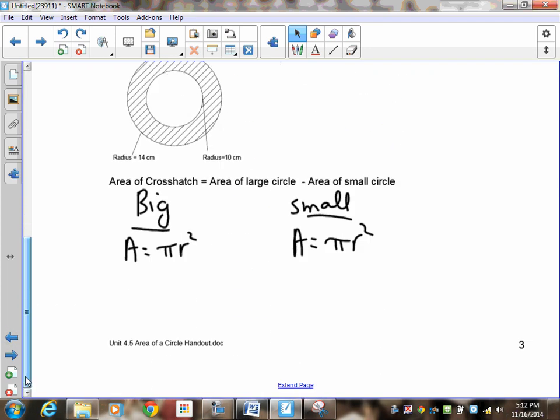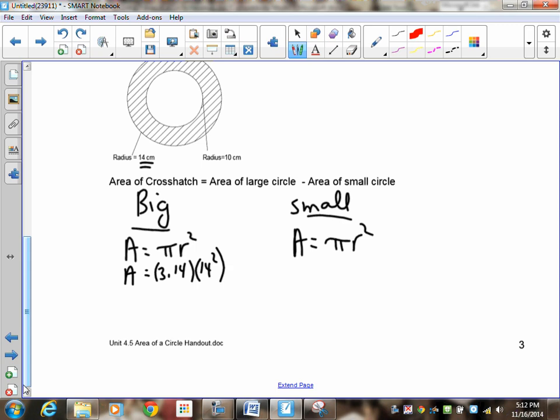Okay? So the first thing we have to do is find the area of the big circle. Well, it tells me that the big circle's radius right here is 14. So I can put that in my formula. My area is equal to 3.14. Pi never changes. My radius is given to me. That's 14 squared.